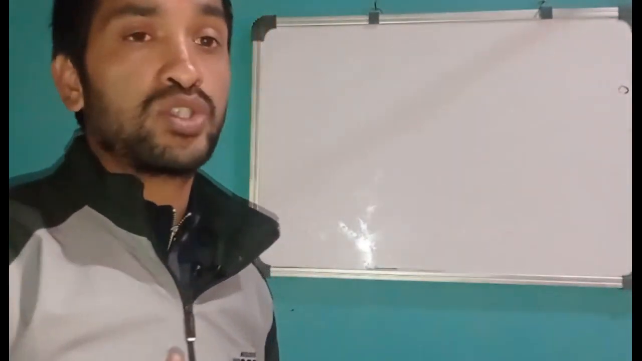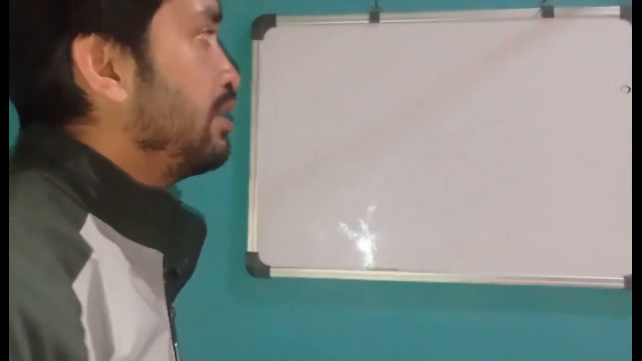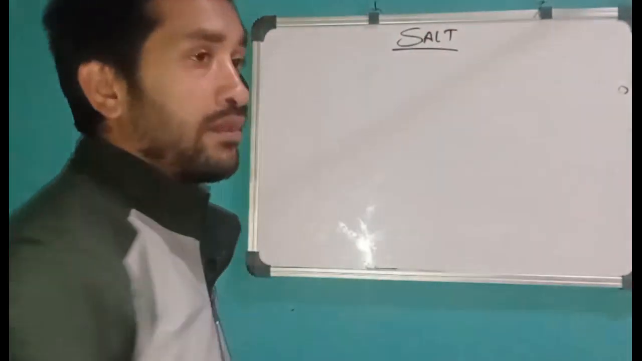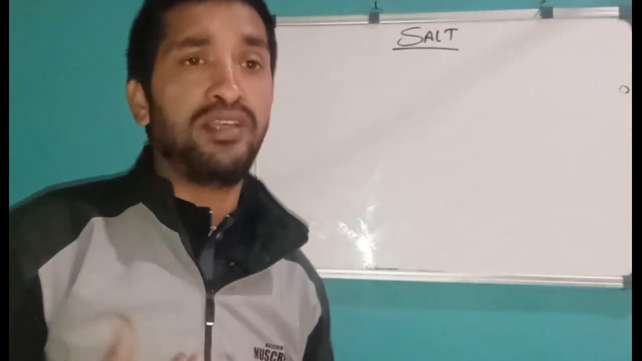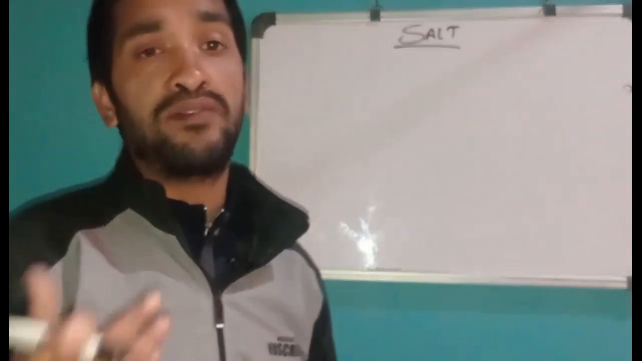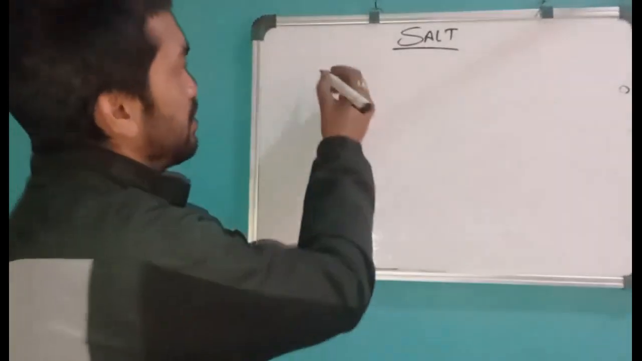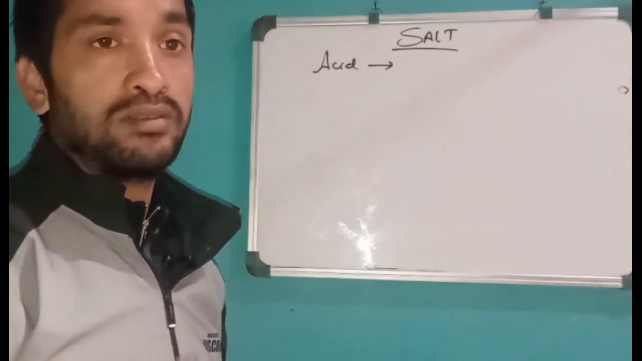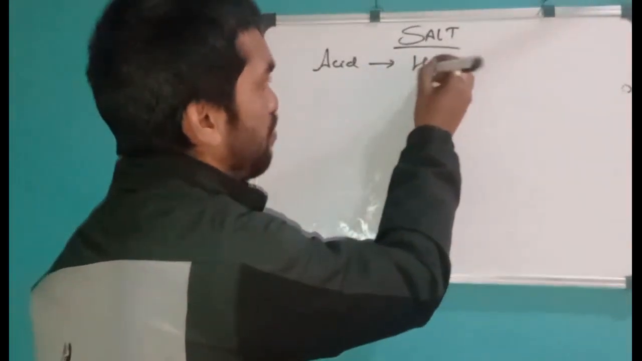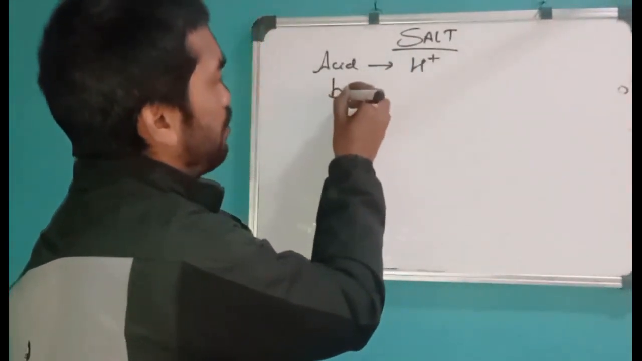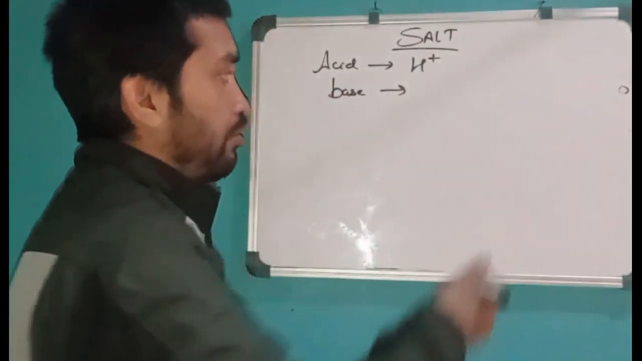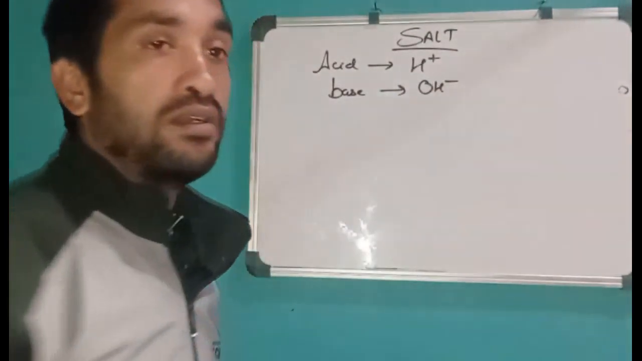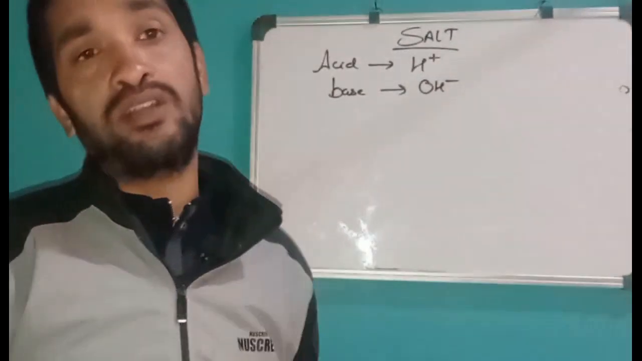Now we are going to talk about salts because we have discussed acids and bases. So today's topic is salt. Now how to define a salt? Very easy. For that you have to go back to the definition of acids and bases. When an acid is dissolved in water, as you know, it liberates H positive ion, and if you dissolve a base in water, it dissociates and gives out OH negative ion. From these two ions we are going to get the definition of salt.